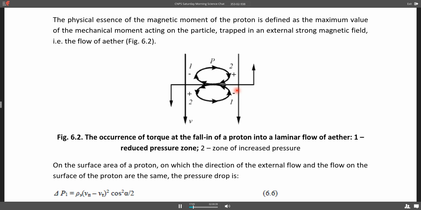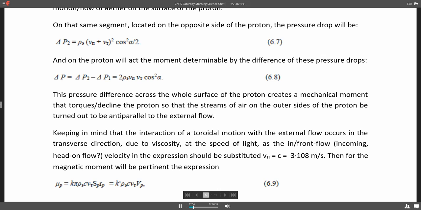And if we compare the directions of flows of the external field with the flows within the structure of the proton, we can see that a kind of momentum torque is created that tends to push the proton so that its main axis gets shifted by 90 degrees and becomes parallel with the fields of magnetic induction. So we have opposite flows of external and internal fields, or external and internal flows of ether.